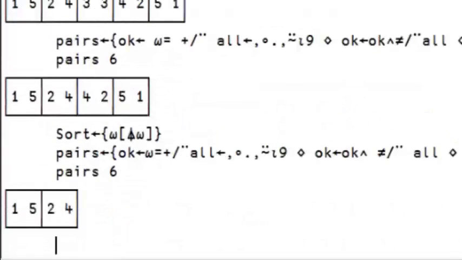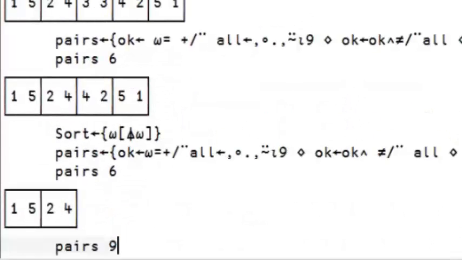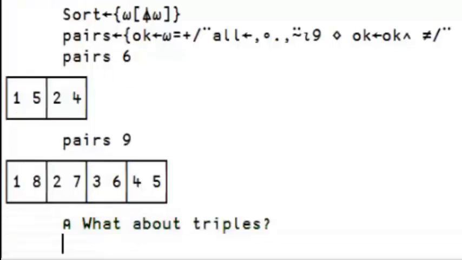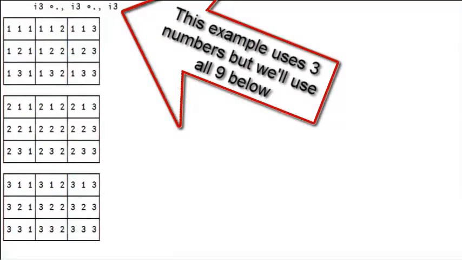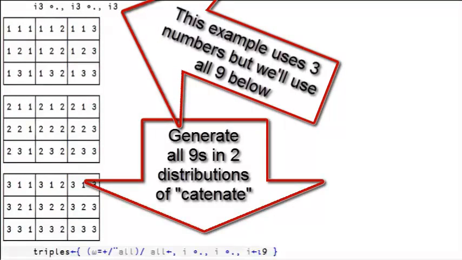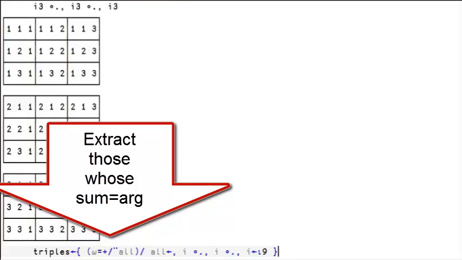So let's try it with pairs adding up to 9. Seems to be working. Okay, what about triples? Well, we can use the same technique where we generate all the sets consisting of 3 numbers. Here they are. And we generate them all, and we extract only the ones that add up to the sum that we want.